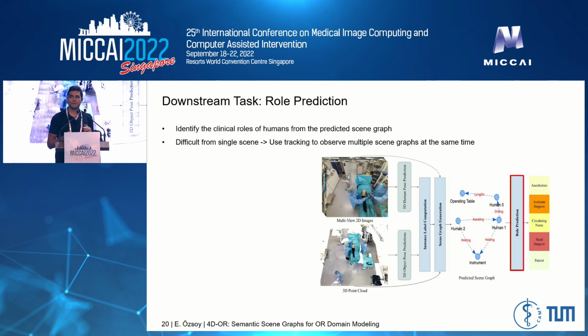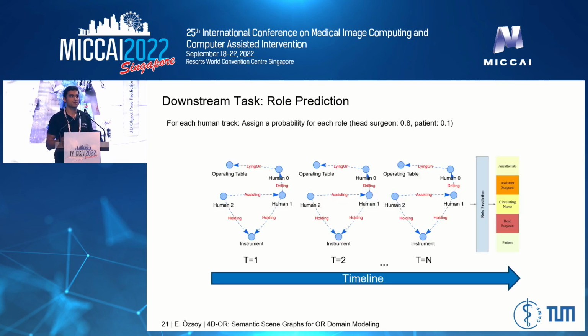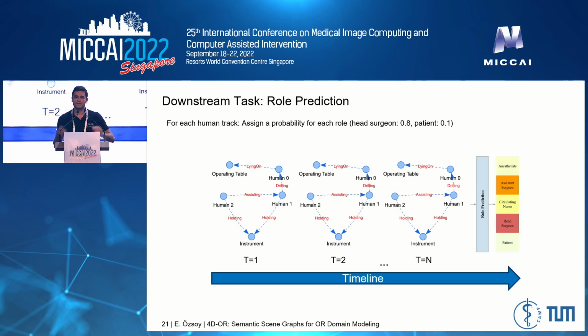Predicting the role can be quite difficult from a single scene, depending on the ambiguity. So instead, for every human node, we track them and look at them over time and see which kinds of interactions they had over the entire surgery. Once you know this, you can use either heuristics or a learning-based method to predict the likelihood that this person is a head surgeon, patient, etc.